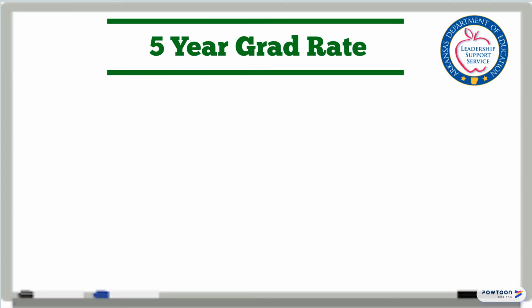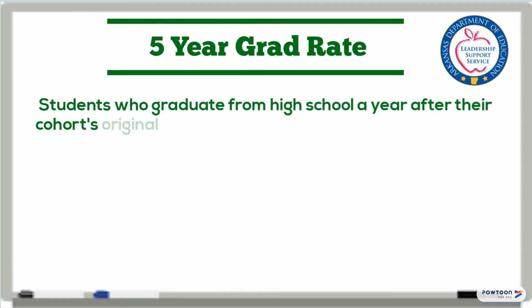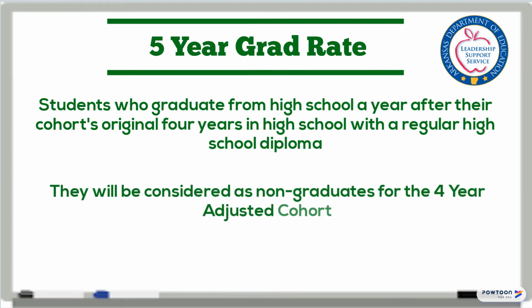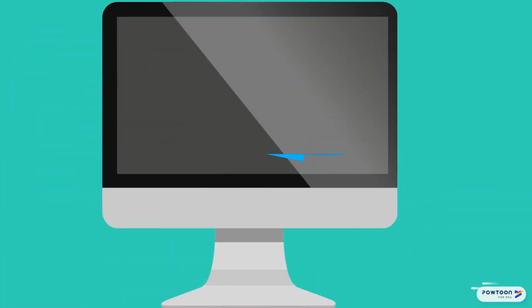The 5-year grad rate includes students who graduate from high school a year after their cohort's original 4 years in high school with a regular high school diploma. They will be considered as non-graduates for the 4-year adjusted cohort.